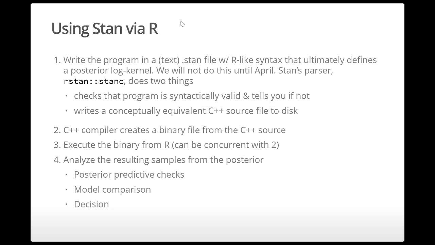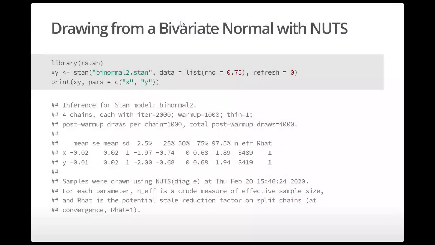So what's the workflow? We're not really going to be doing this till April, but you write a program with a .stan extension that specifies the blocks and whatnot, says what parameters you want the posterior distribution of, what data you want to condition on, and in the model block, the model. Then you compile it, run the binary from inside R, and then analyze the result of the draws from the posterior distribution. And we'll talk more about how to do those things next week in order to compare models, make decisions, things like that.